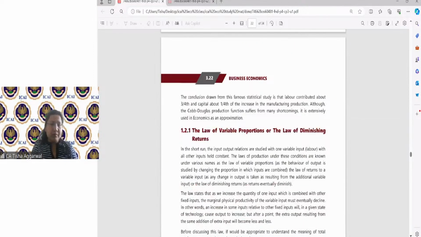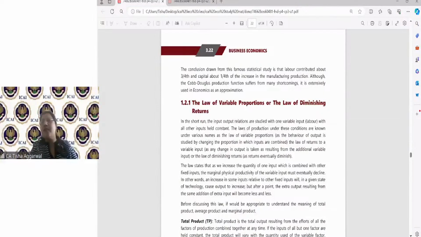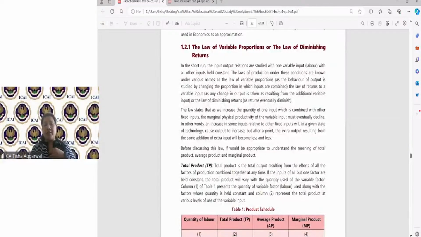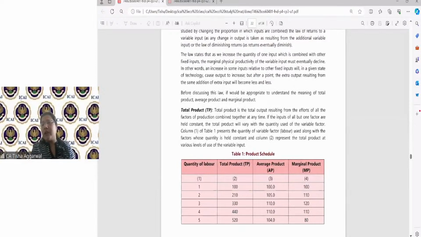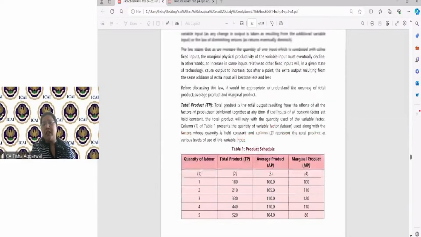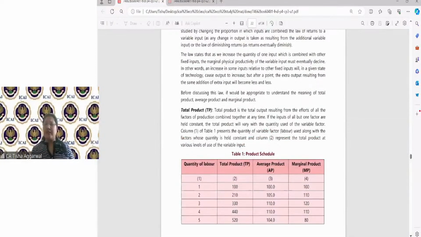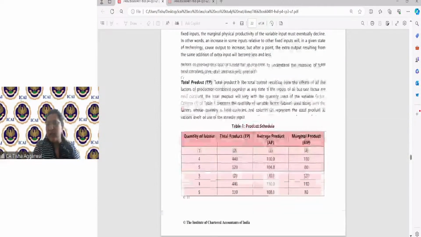Okay. Now, next is the law of variable proportion and the law of diminishing returns. Very, very important. The first thing that you need to understand is that when you increase the quantity of one input, keeping the other factors constant, and you just increase the variable factors, the total product first increases. Now, what is total product?